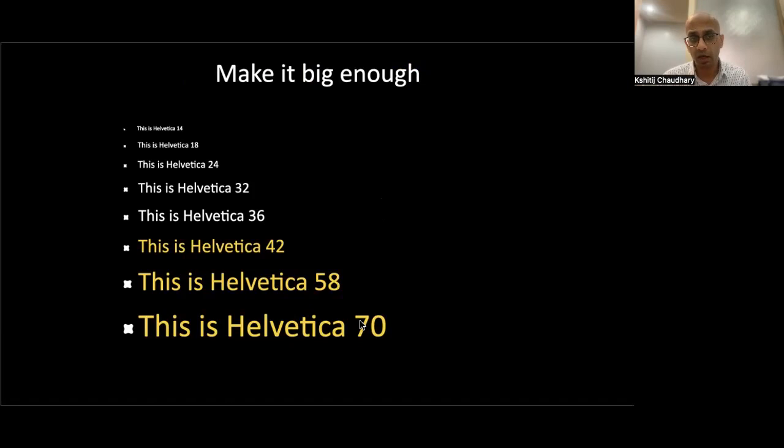The last three lines are 42 size, 58 size, and 70 size, and you can make out the difference. The people sitting in the back row should be able to understand or read those lines.